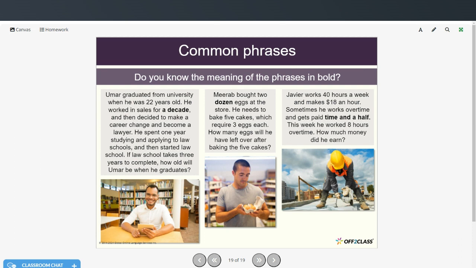Javier works 40 hours a week, and he makes $18 an hour. Sometimes he works overtime and gets paid time and a half. This week he worked 8 hours overtime. How much money did he earn? So time and a half would be 1.5 times his normal hourly rate. So you would have to increase his $18 by 1.5.